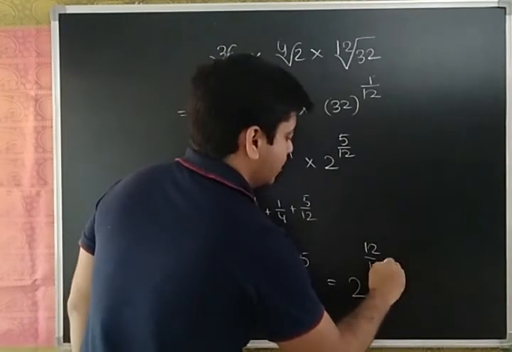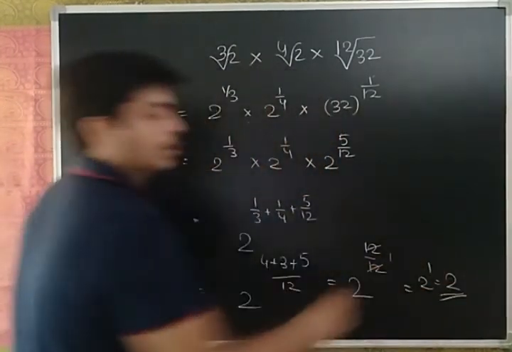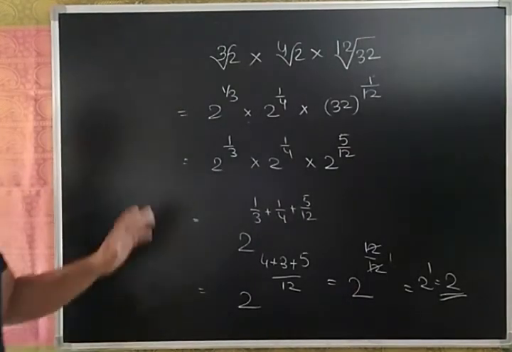2 power 12 by 12, these two get cancelled. So it is 2 power 1, which is equal to 2. Your answer is actually equal to 2 here.